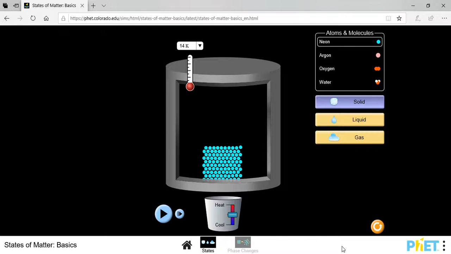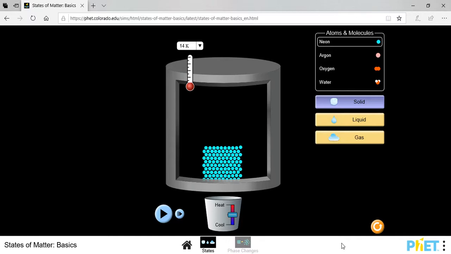Right, so this is a simulation. You can go to the website and do this yourself. I've paused the animation at the moment. This is what we looked at in the previous video of a solid diagram with individual particles. This is neon, which is just single individual atoms.